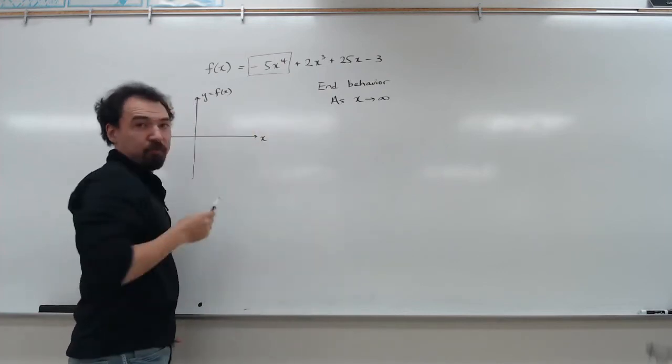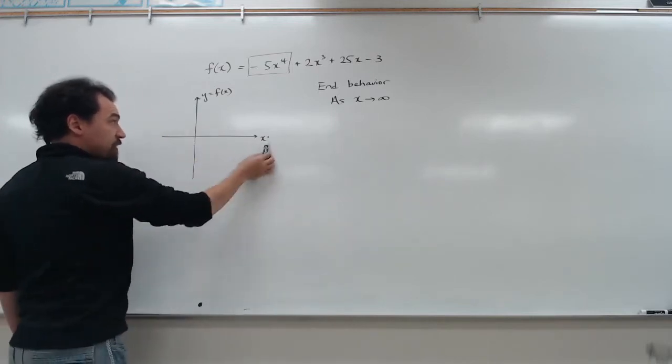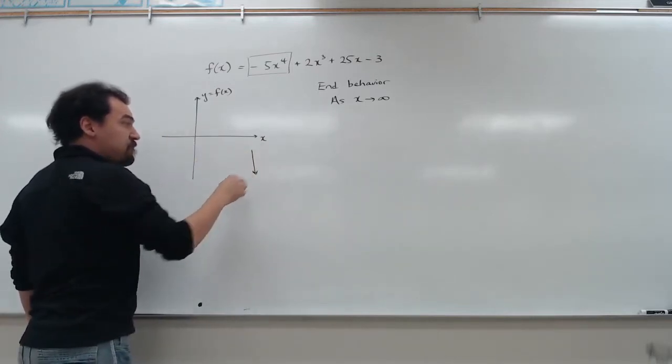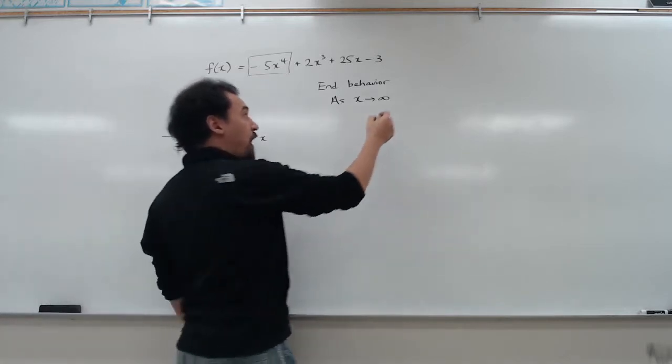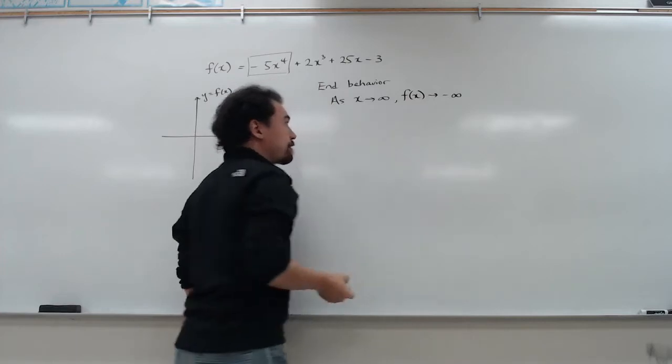But then I take that and multiply by -5, and I get a very negative number. So as x goes to the far right, I get a very negative value for y. So f of x approaches negative infinity.